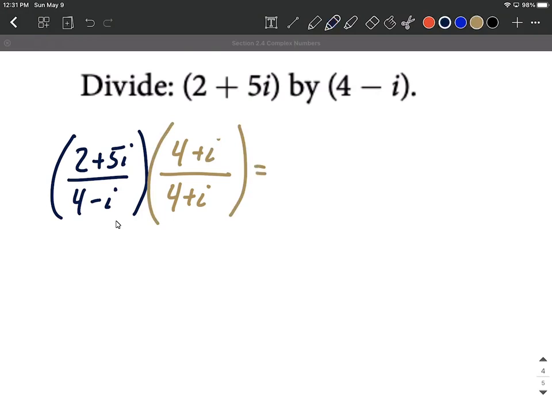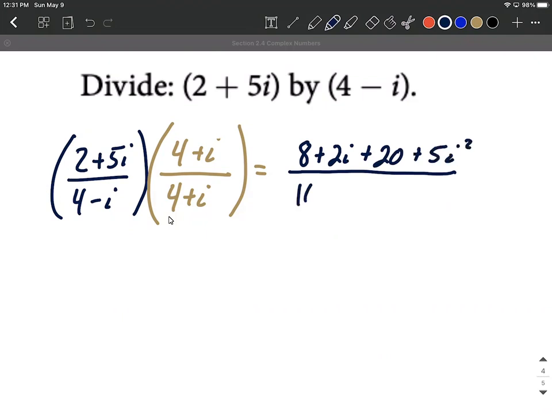So as we multiply this through, this goes back to our multiplication of complex numbers. You're just going to take your time, multiply the numerators together, multiply the denominators together. So I'm going to do this kind of quickly, but make sure you follow along. 2 times 4 makes 8. Outer, 2 times i is 2i. Inner, 5i times 4 is 20i. And last we have 5i times i is 5i squared.